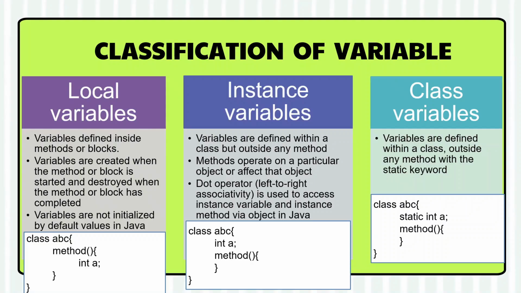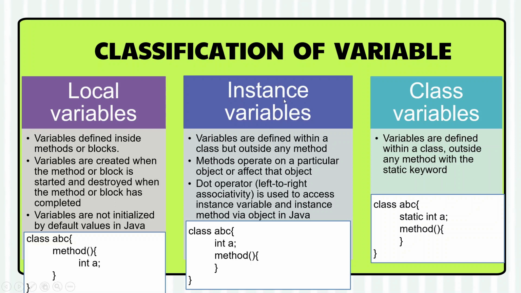Now we will see one of the most important topics, that is classification of variables. Here we can see there are three kinds of variables: local variable, instance variable, class variable. See in this diagram, the variable defined inside a method or block is called a local variable. Variables are created when the block or method is started and destroyed when it is completed. So outside this block, if you are trying to access this a, then you can't. The scope of this variable a is limited to this block only. Local variables are not initialized by default value, so you need to initialize them.